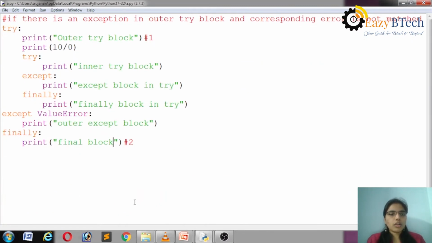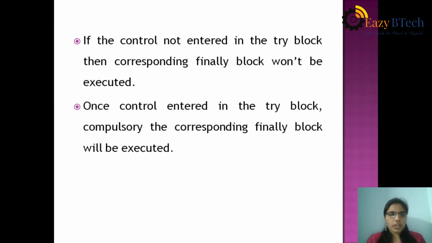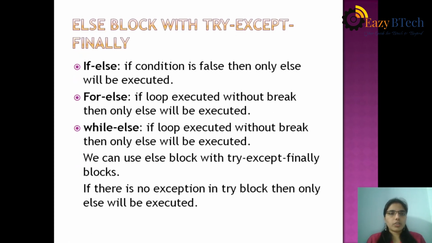This is about nested try except finally blocks. There is an important point: once control enters into the try block, compulsorily the corresponding finally block will be executed. If the control does not enter into the try block, the corresponding finally block won't be executed. These are the main important points in exception handling.